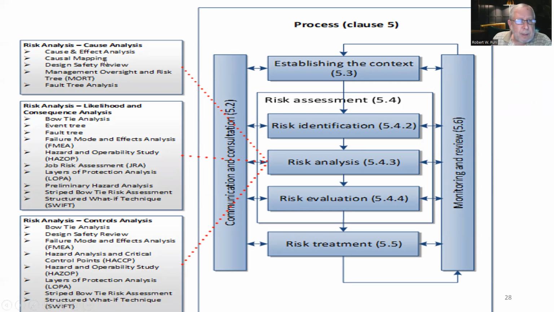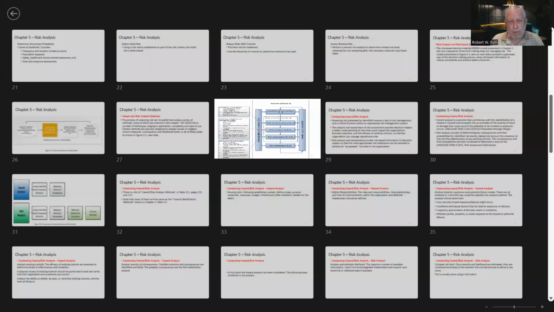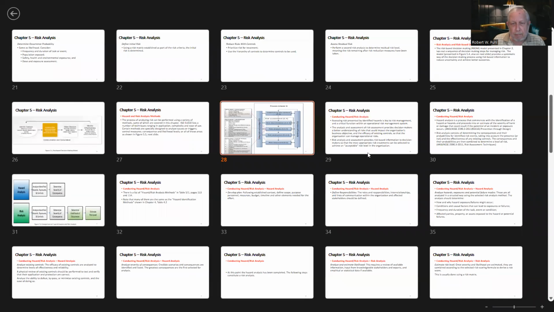So you're going to analyze risk. Here are your things up here at the top. And then cause analysis, likelihood and consequence analysis, controls analysis. And these are all in the book. You can look at them there. We'll cover some of them here, but I'm not going to go through all of those in detail. Just got a book for that.